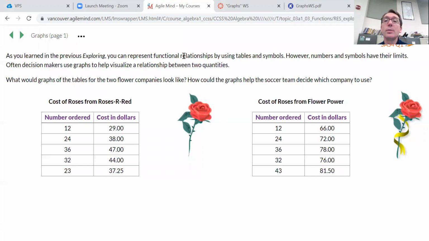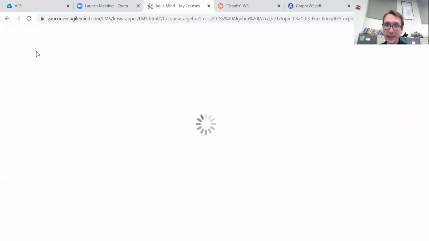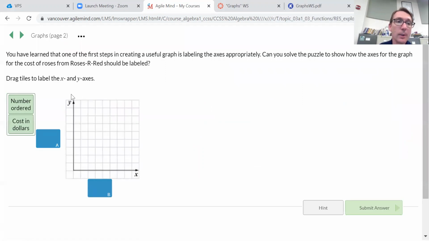All right, so we got these. As you learned in the previous one, we can write these as functions. We can use the functions. We can make tables. That's lovely. What would the graphs of these look like? And how could the graphs help them decide which company to use? Let's find out. First of all, you learned one of the first steps in creating a useful graph is labeling the axes appropriately. Can you solve the puzzle to show where the axes go?